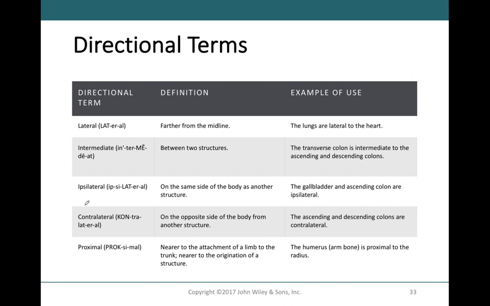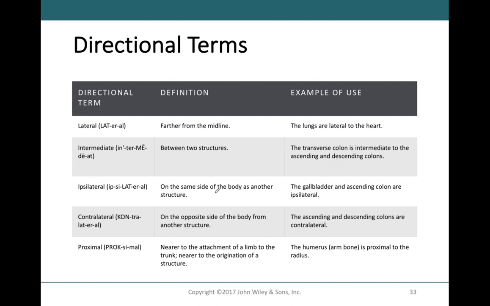So these other terms here are going to be terms that we will touch on a little bit later. They're a little bit more advanced, but I'll take some time here to just go over these three here. So intermediate means that something is between two structures. So we could say that, for example, the sternum is going to be intermediate to the two lungs. So that's one example we will use this term in.